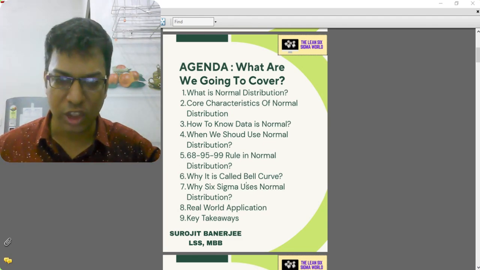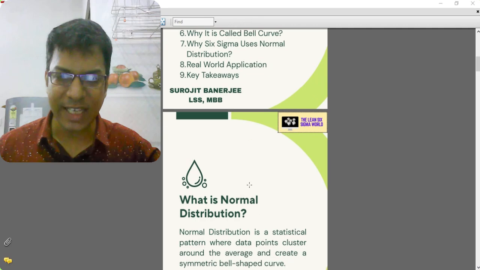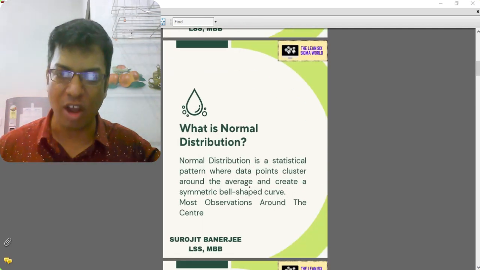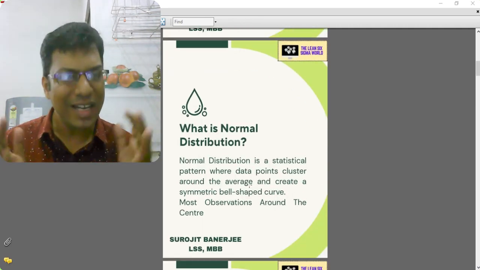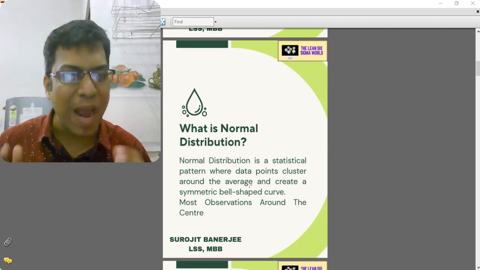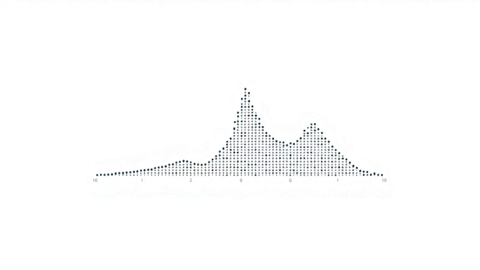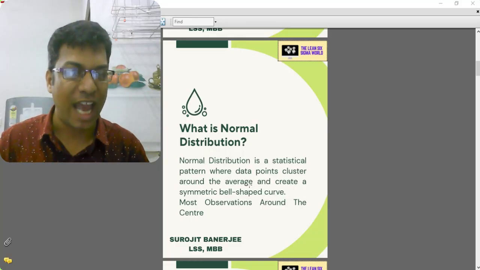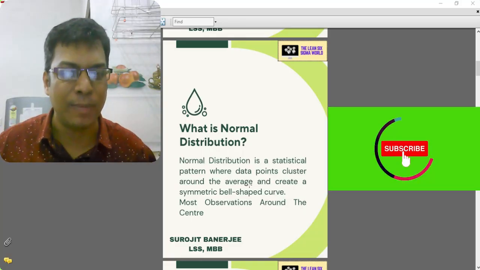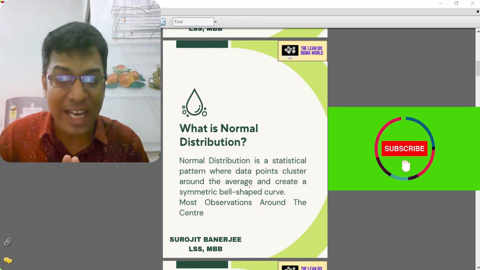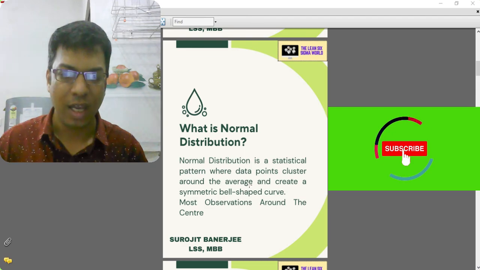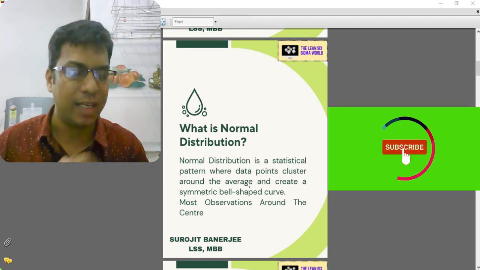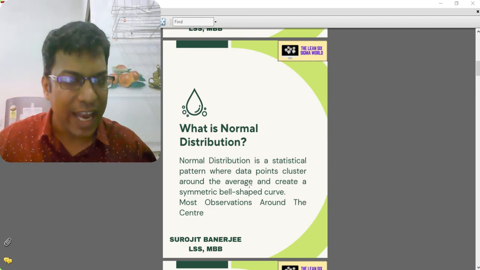So first of all, we need to know what is normal distribution. What is the definition of normal distribution? Normal distribution is a statistical pattern where data points cluster around the average and fewer data points are at the extremes, and it creates a systematic bell-shaped curve. Okay, most observations are around the center and fewer observations are at the extremes.